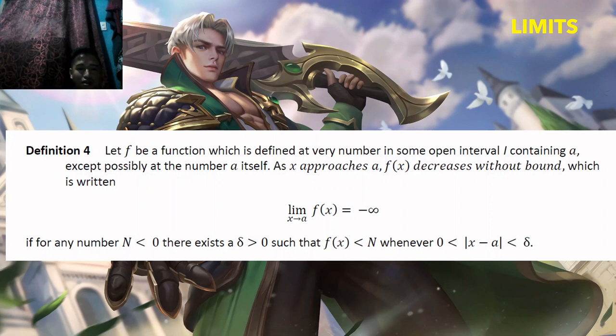Definition 4. Let f be a function which is defined at every number. This is the definition when the answer of the limit is negative infinity. As x approaches a, f of x decreases without bound, which is written as follows: for any number n less than 0, there exists a delta greater than 0 such that f of x is less than n whenever 0 is less than the absolute value of x minus a, which is less than delta.